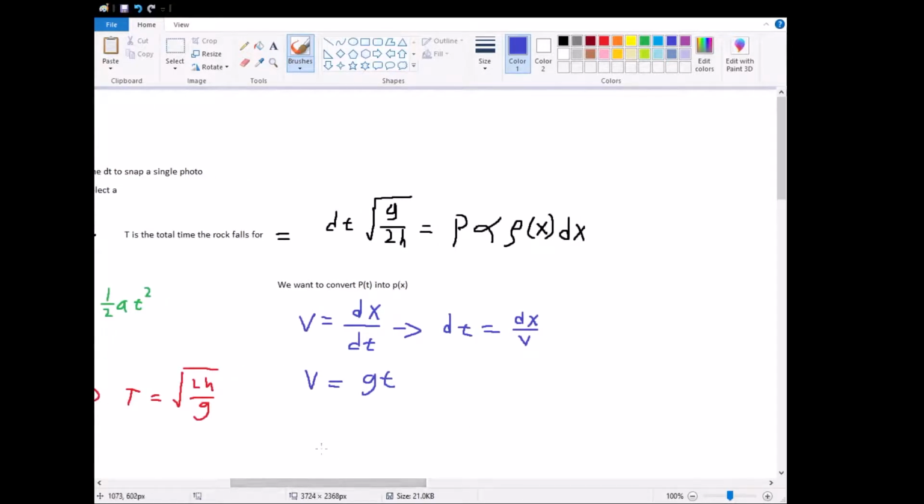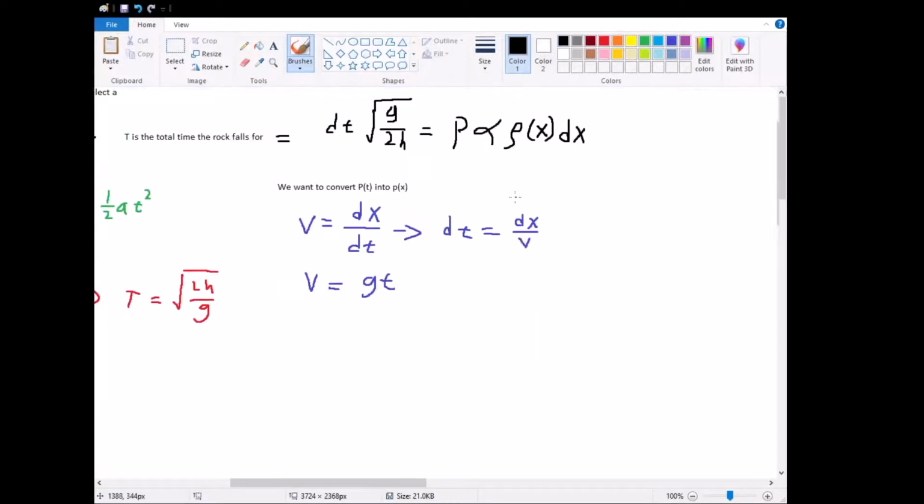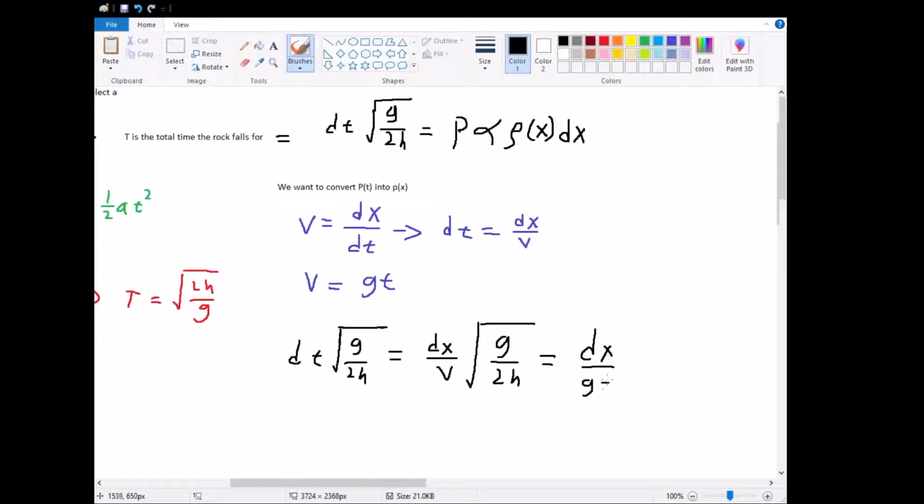And since we know that v equals gt, we can plug this in, and what we get here is dt times square root of g over 2h is equal to dx over v times square root of g over 2h, which is then equal to dx over gt times square root of g over 2h.